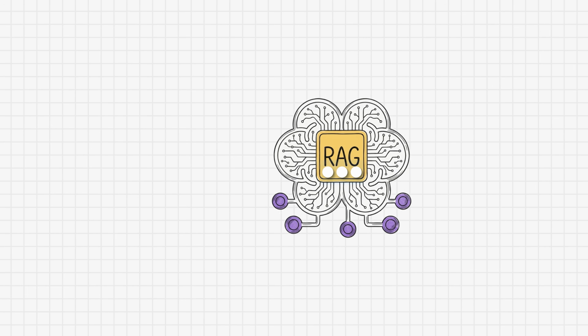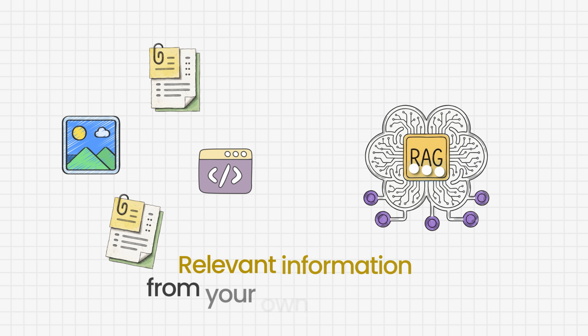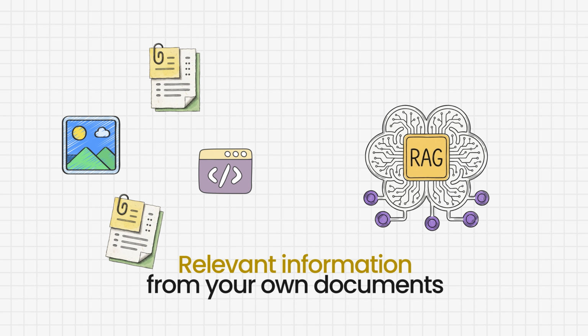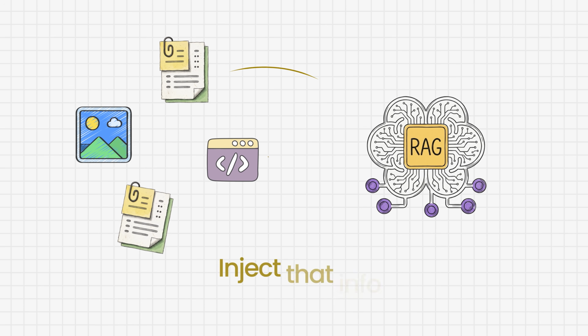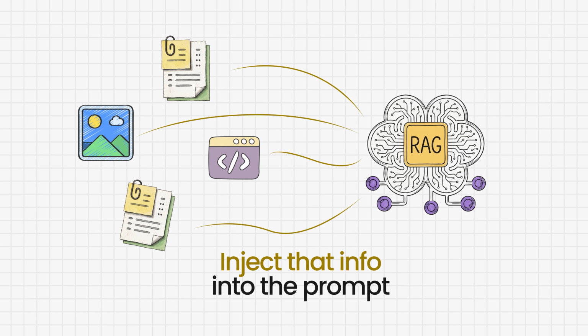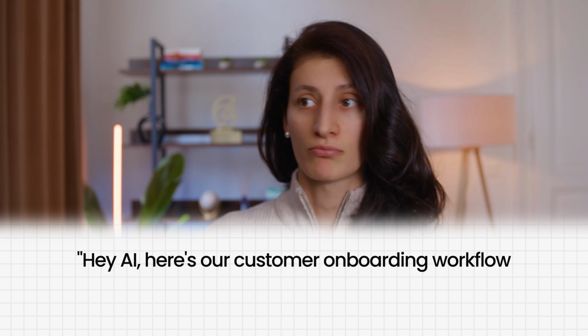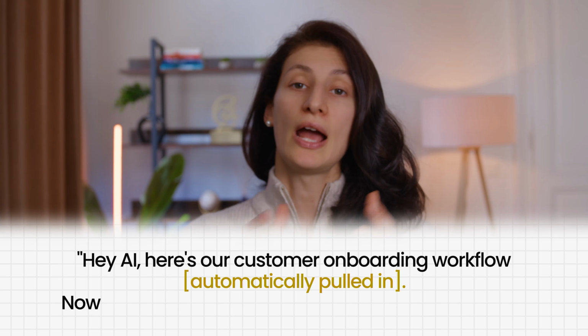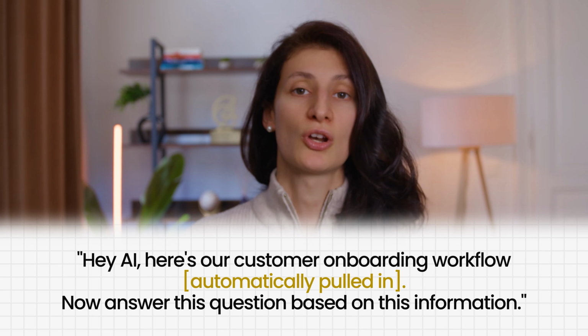Again, a fancy name for a very simple concept. The idea is this: before the model answers, you first retrieve relevant information from your own documents, which are not public information, but company internal or your personal stuff, and then inject that information into the prompt as additional context or knowledge. So instead of, hey AI, what does our customer onboarding look like? The AI will get a prompt that says, hey AI, here is our customer onboarding workflow. This is exactly the details. Now answer this question based on this information.